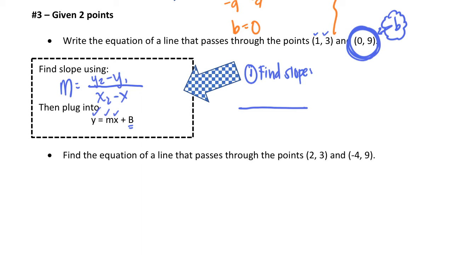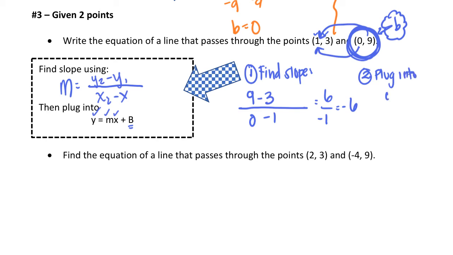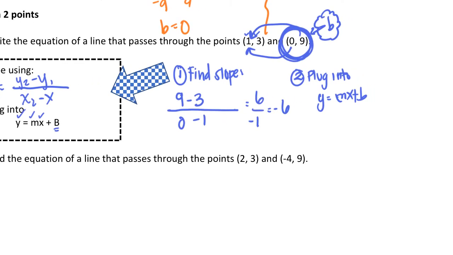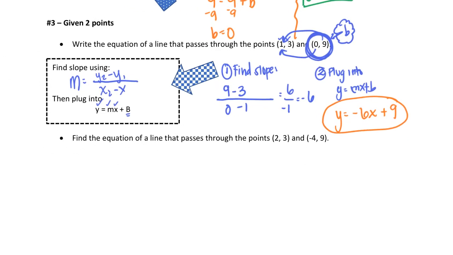Subtract your y's, so let's do 9 minus 3. I went in this order, so I'm going to keep that up. So I have to do 0 minus 1. 9 minus 3 is 6. 0 minus 1 is negative 1. We get our slope as negative 6. And second, we will plug into y equals mx plus b. So we have y equals, our slope was negative 6, x plus our b value we found up there was 9. We got kind of lucky with that one. Let's look at this one beneath here.